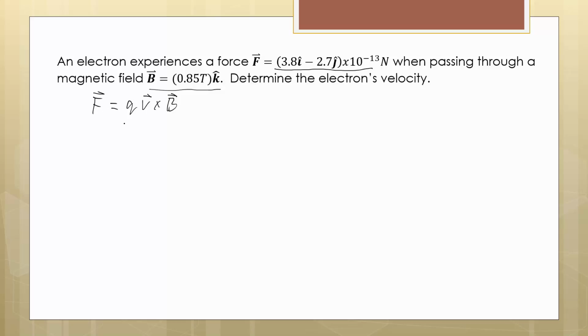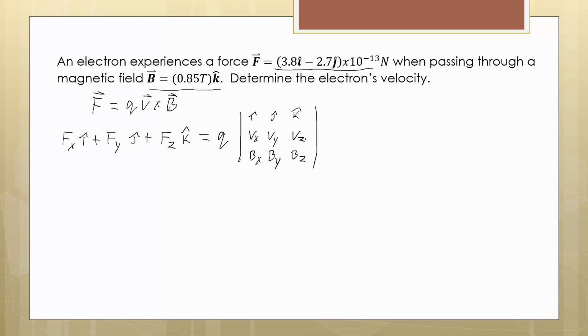Essentially, we want to break this up into the components. So the force can be written in general as the x component in the i hat direction, and the y component in the j hat direction, and the z component in the k hat direction. Now this cross product, the q just comes along for the ride, and then this is the determinant of the following matrix. So i, j, and k, the x, y, and z components of the velocity, and the magnetic field, so Bx, By, Bz.